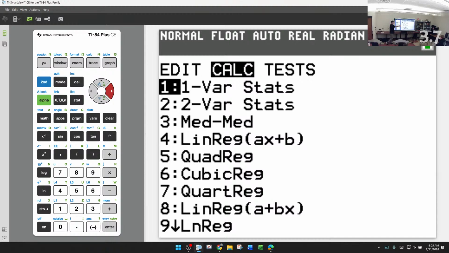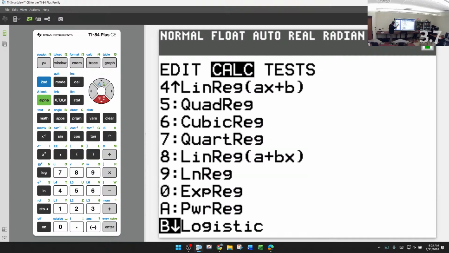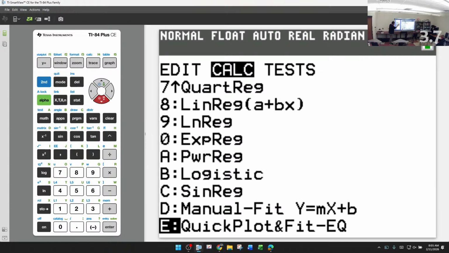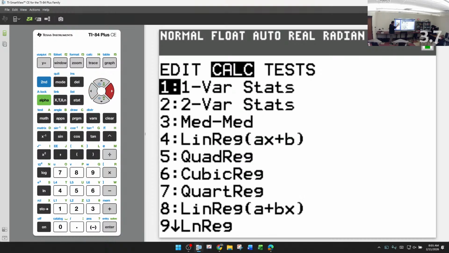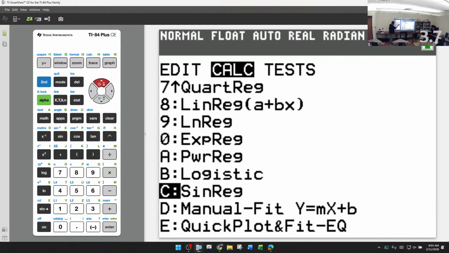It's not a linear regression. It's not a quadratic regression. It's not a cubic regression. It's not a quartic regression. It's not a natural log. It's not a power. It's not a log. Oh! Well, cuss. That bad boy's way down there. Sine reg.